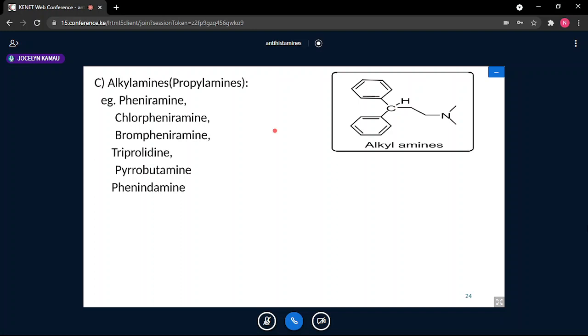The alkylamines or propylamines, we call them propylamines because of the 1, 2, 3 propyl group. Propylamines or alkylamines can either be saturated or unsaturated with retention of activity. Remember, when we bring in unsaturation, it means we can also introduce geometric isomerism, where you can have cis and trans isomers. Again, we look at that.